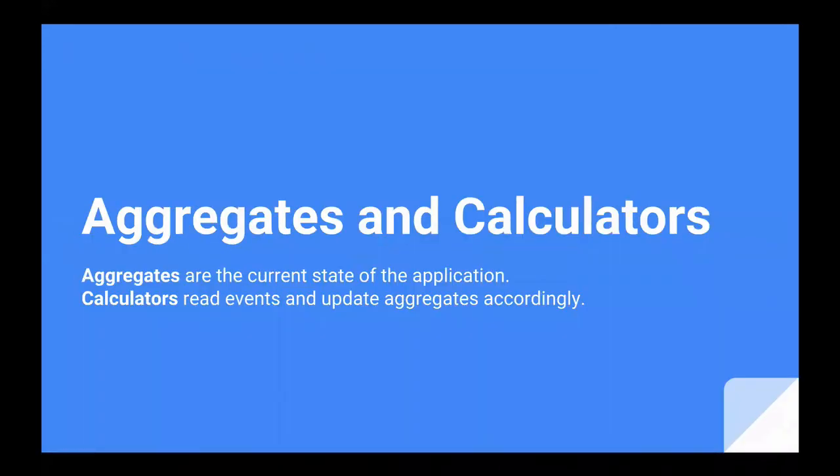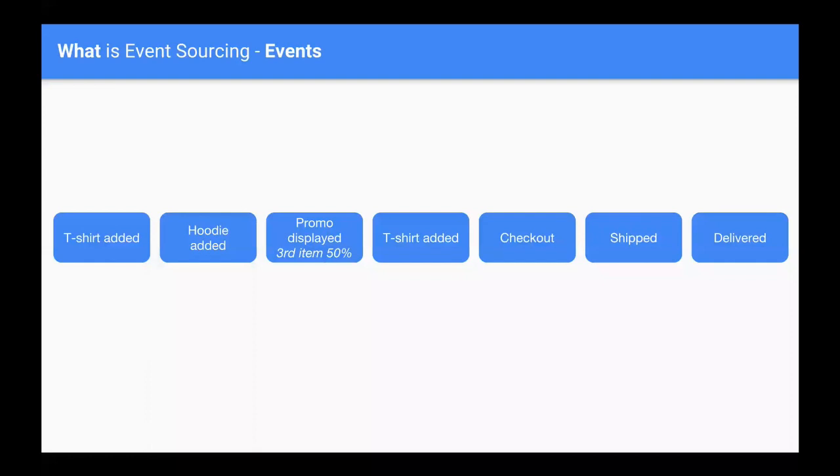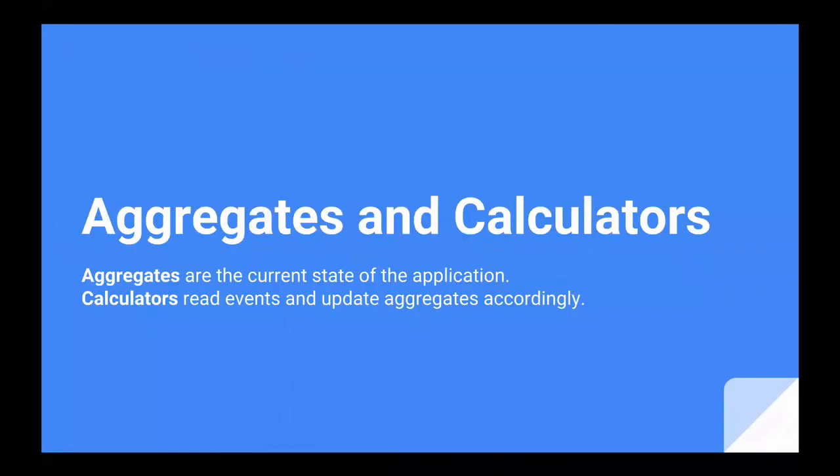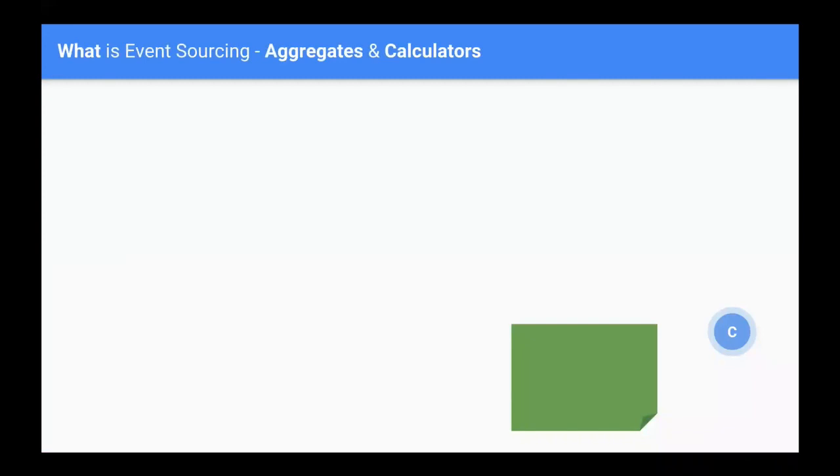So those were the events, right? That we store in the database, and that's what we have. And so we know what happened, when, who, etc. Now, let's talk about aggregates and calculators. Aggregates, that some people call projections, but I will call them aggregates. They represent the current state of the application. And calculators read the events as they come through, and they update the aggregates accordingly. So it would look like this.